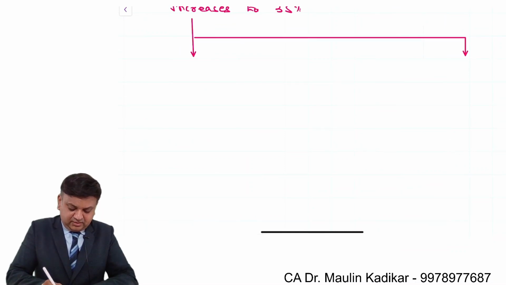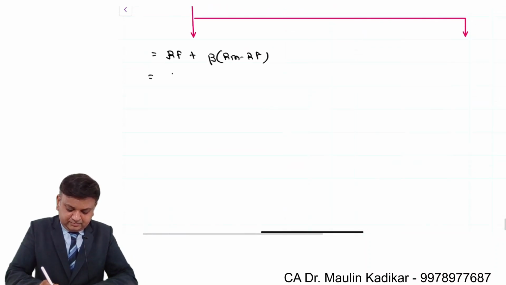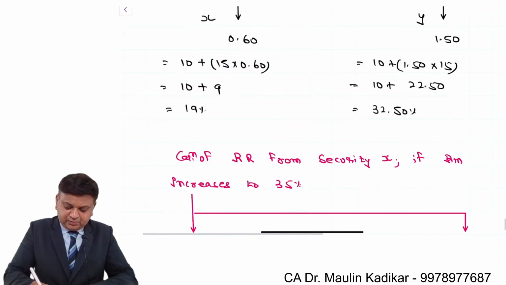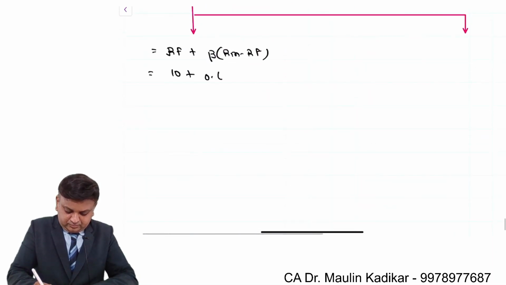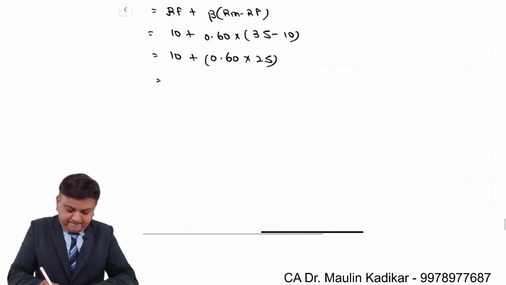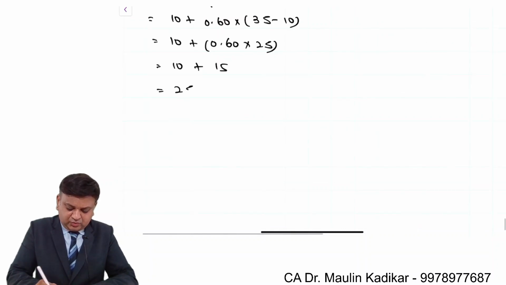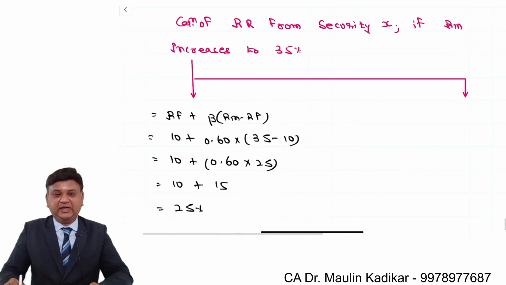One is a very simple method. It is RF plus beta into RM minus RF. The risk-free rate of return is 10. Beta is 0.60. RM is 35 minus 10 once again. So 10 plus 0.6 into 25. 25 into 0.6 is 15. So 10 plus 15 comes to 25%. This is the way we can make the calculation.